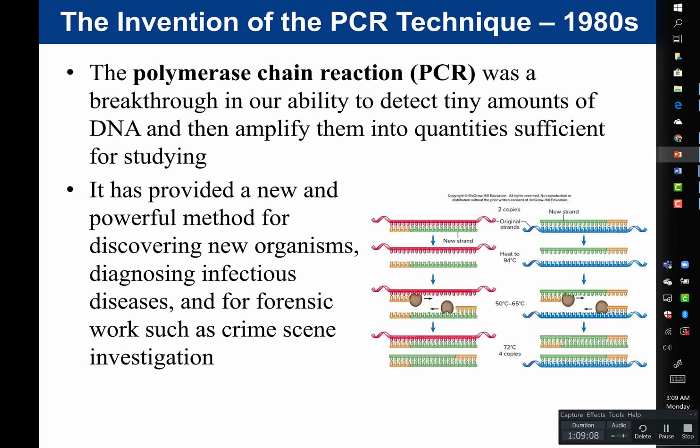So diagnosing infectious diseases, like for COVID, and for forensic work such as crime scene investigation. This really helped forensics because it allowed scientists to detect blood, semen, etc. that was left behind at a crime scene in very small amounts, and then amplify those genetic sequences so that they could figure out where those samples came from, whose blood it was, whose semen it was, etc.